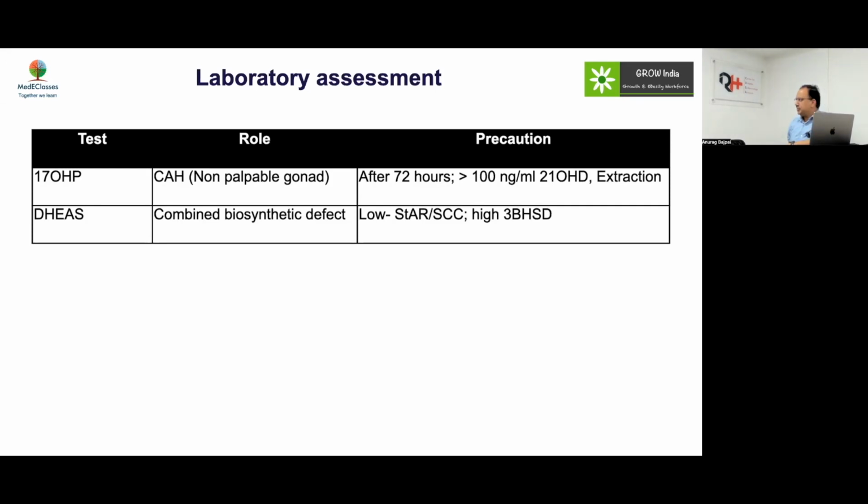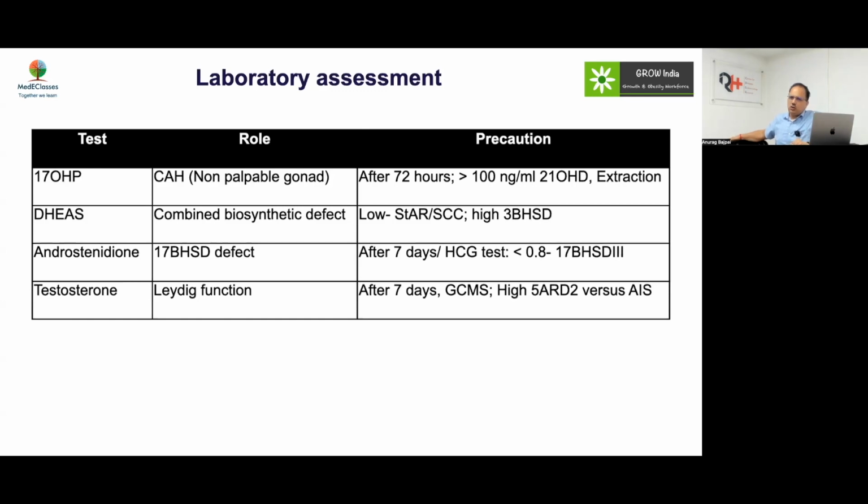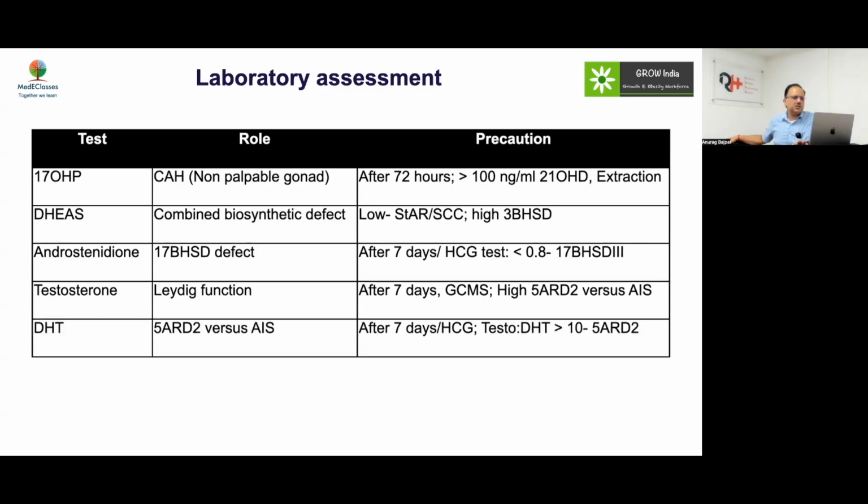Low levels in this setting suggest StAR or SCC, and high levels suggest 3-beta HSD in an XY individual with DSD. Androstenedione is predominantly for 17 beta HSD defects. If your andro is high and testo is low, think of a 17 beta HSD problem. Testosterone is for Leydig cell function, and of course less than 100 means decreased production. More than 100 nanogram per dL will suggest that there is a resistance.